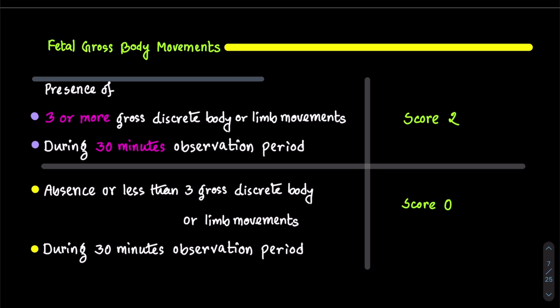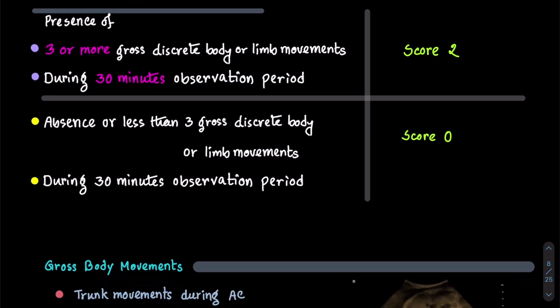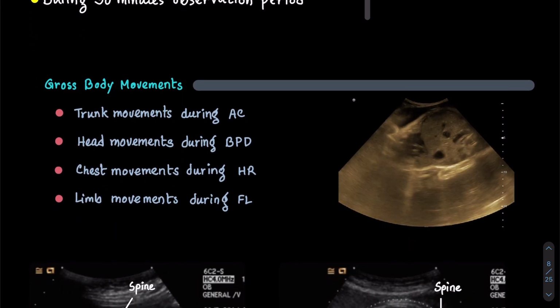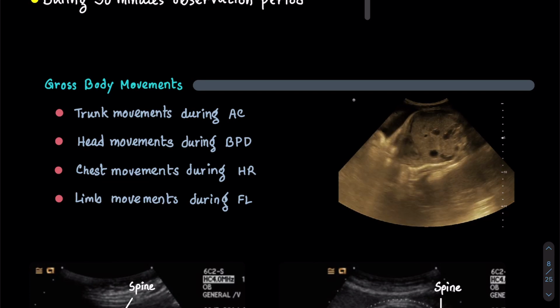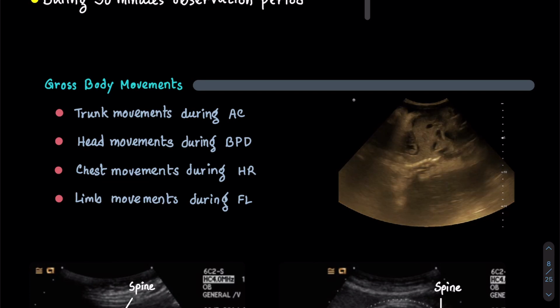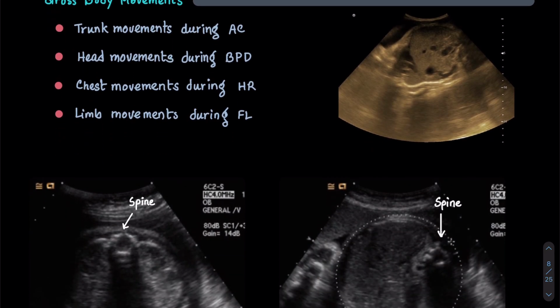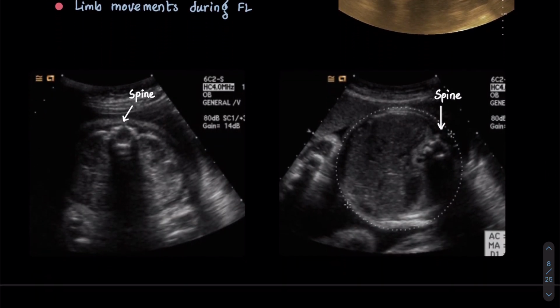You can see and count gross body movements during fetal biometry to save your scanning time. As example, you can see trunk movements during AC measurement, head movements during BPD, chest movements during heart rate estimation, limb movements during FL measurement. Let me make you more clear.